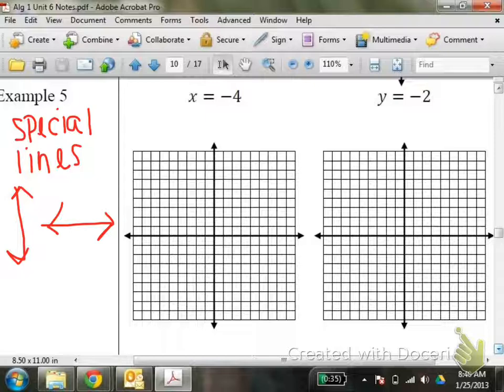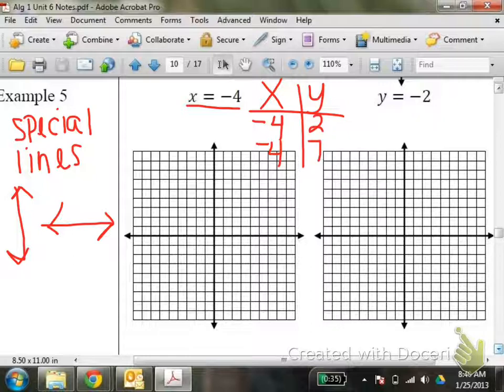Okay, take a look at it. This first one, x equals -4. What this is telling me is that no matter what y I use, my x will always be -4. So you can look at this kind of as a T-chart. Here's your x and here's your y. Let's just plug in 2 x's, -4 and -4. It has to be -4, right? Pick y's, any y's. 2 and 7? Okay, 2 and 7.